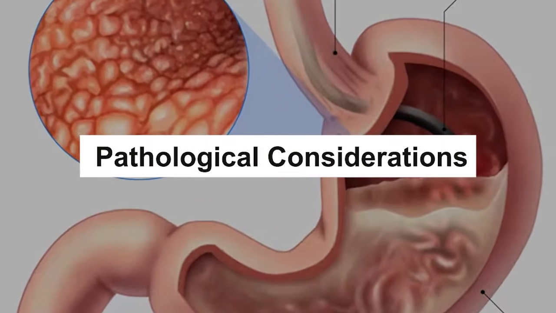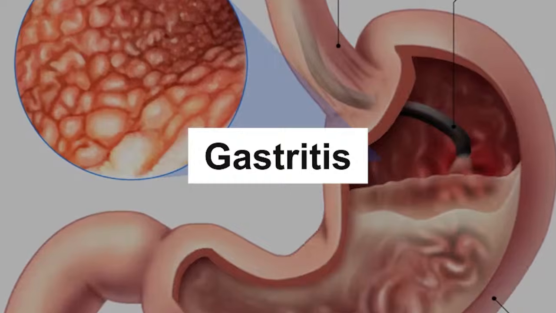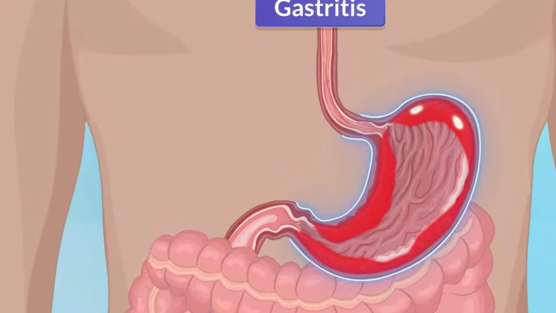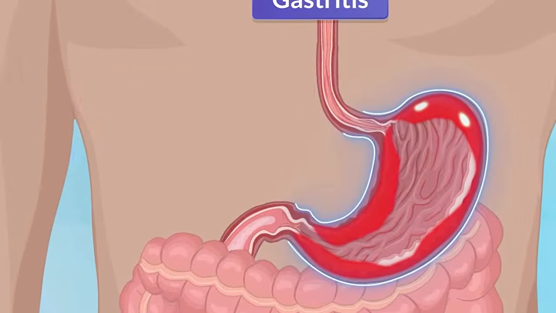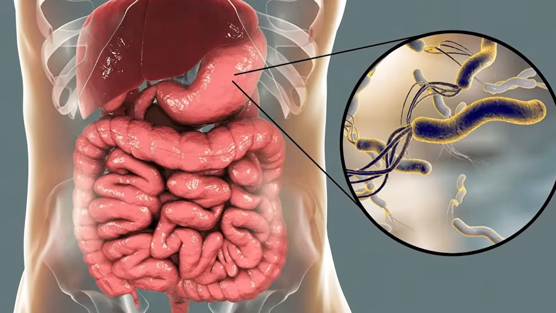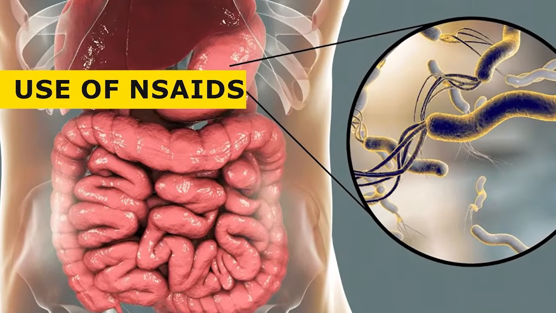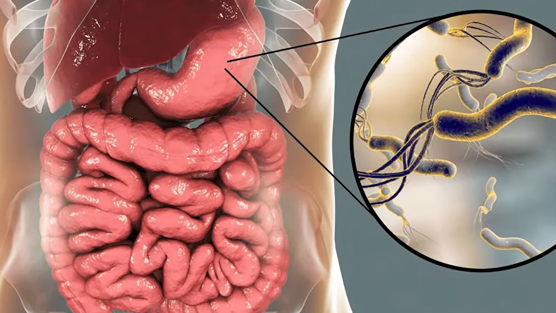Pathological considerations. Gastritis. Gastritis is the inflammation of the gastric mucosa and may be acute or chronic. Common causes include infection with Helicobacter pylori, prolonged use of NSAIDs, alcohol consumption, and stress.